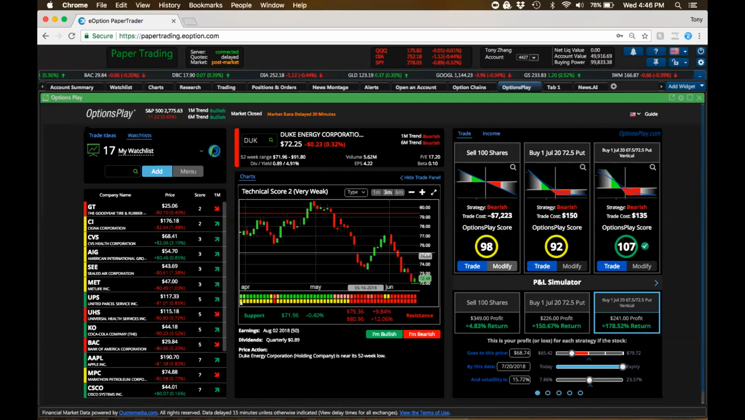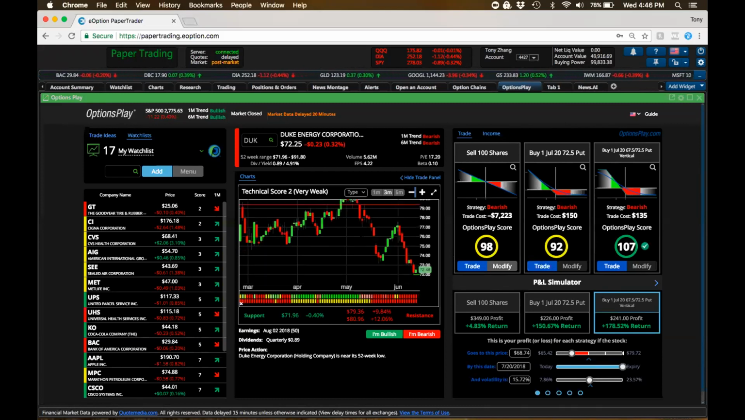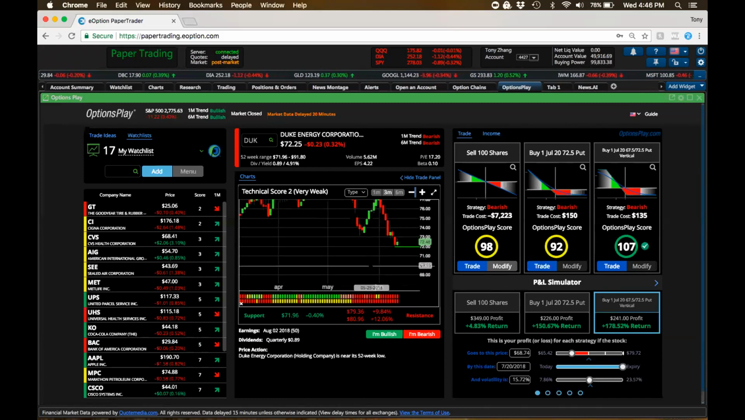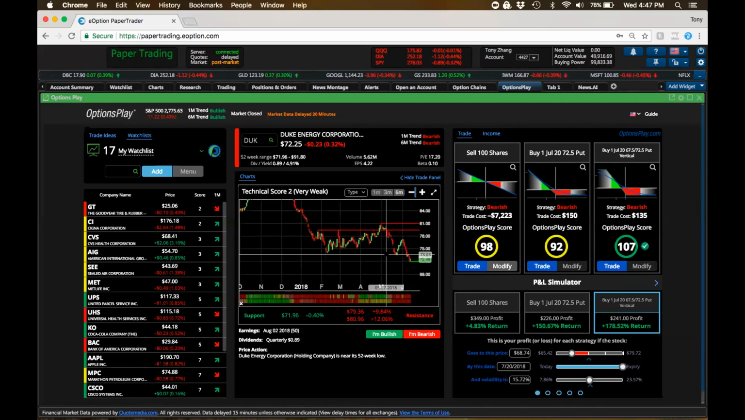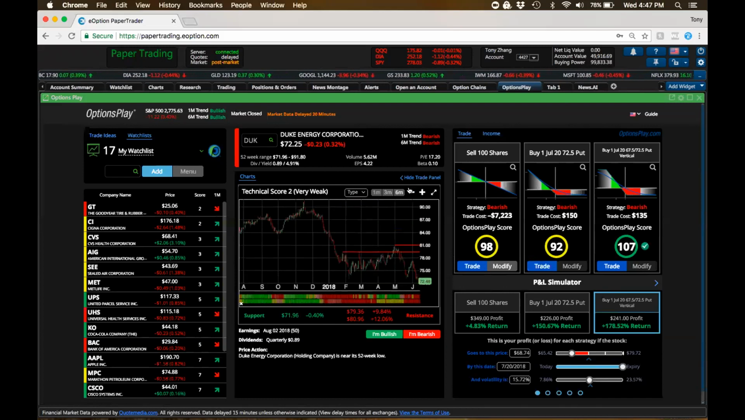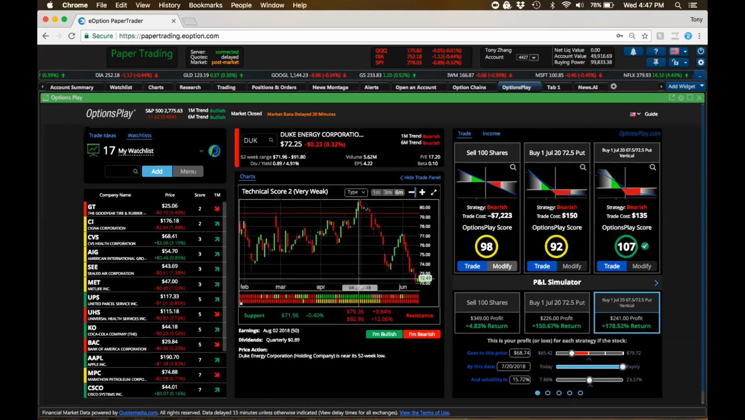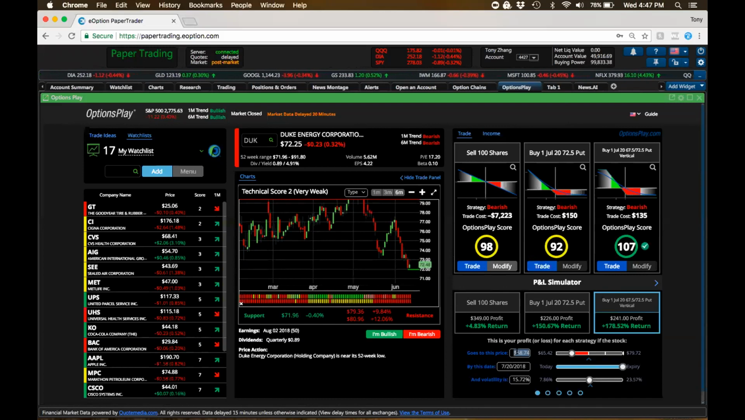Duke Energy is trading at 72 right now. It looks like the stock has really taken a beating and it's at its 52-week low here. So let's say I think it's going to go down another 4 or 5 points to 67 or 68. So, let's go to 68. So if let's say I think the stock's going to move down to $68, which is roughly $4 over the next 45 days or so. This is July 20th expiration, so about 37 days or so.